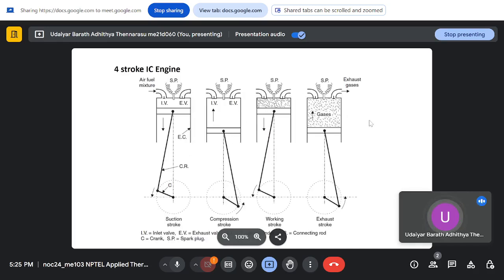And then we saw how a 4-stroke engine works. So in the suction stroke, the suction valve opens and air and fuel come in, and then that is compressed, and a spark ignition is made, and this fuel combusts and creates a high pressure and moves the piston down. That is called the power stroke, and then it will come back again, where the exhaust valve is open and the gases leave. So this is how a 4-stroke engine works.